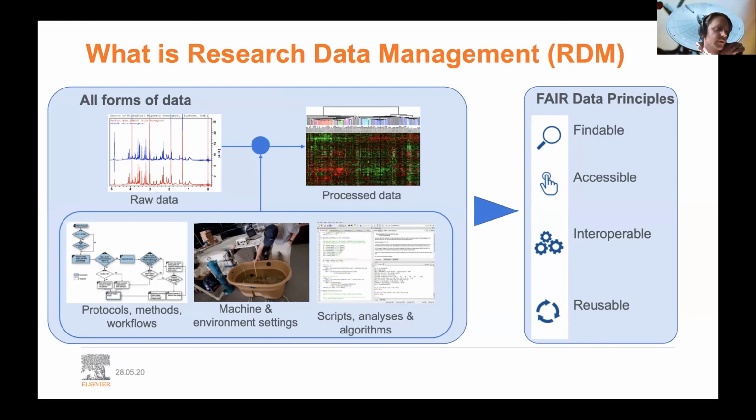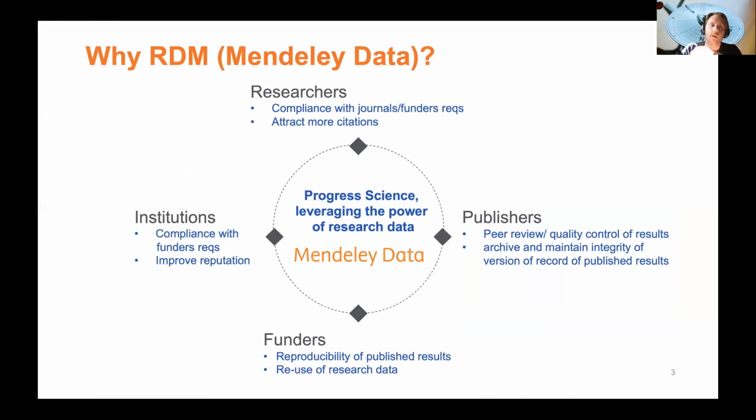So therefore, research data needs to be made fair. We call it FAIR. It stands for findable, accessible, interoperable, and reusable. So why RDM? Basically to serve 4 areas: researchers, publishers, funders, and institutions. Those are primary pillars within Elsevier research.